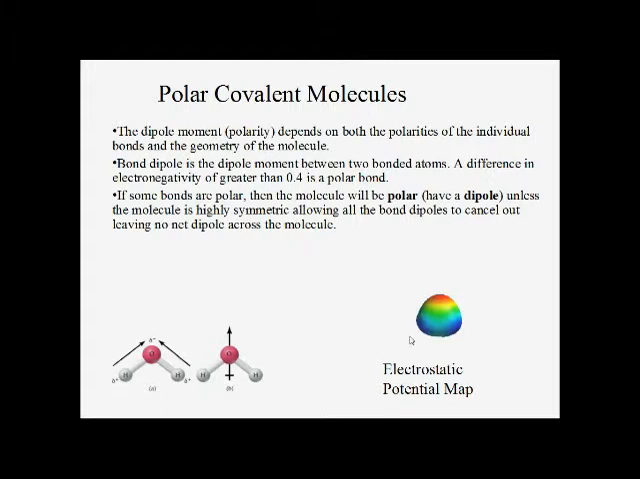We can see this in an electrostatic potential map where the red represents negative and the blue represents positive. So there's a charge on the surface of the molecule. A polar molecule is a dipole, so it has two poles, a positive pole and a negative pole. And we're going to see this whenever we have an electronegativity difference between the atoms of 0.4 or greater.